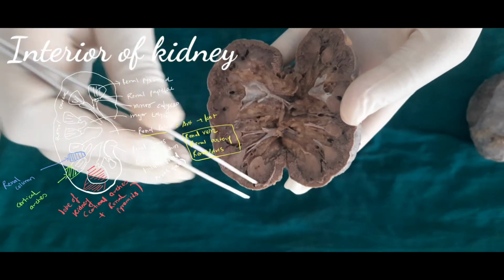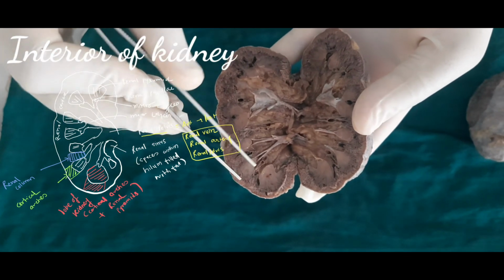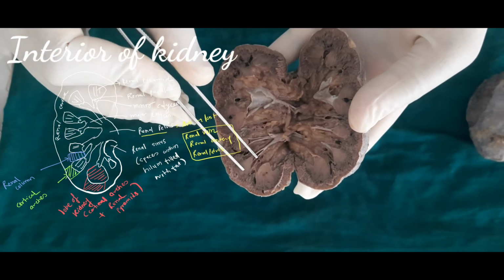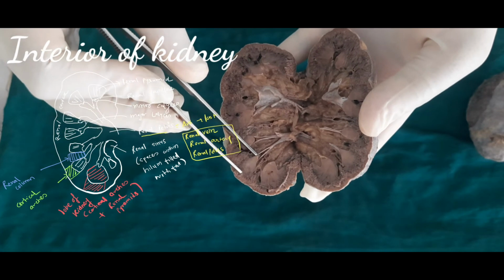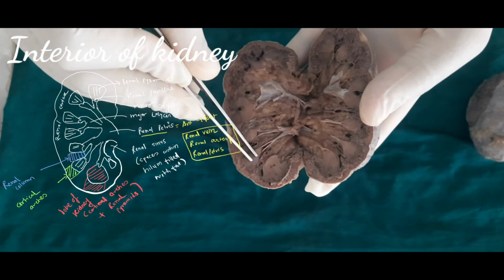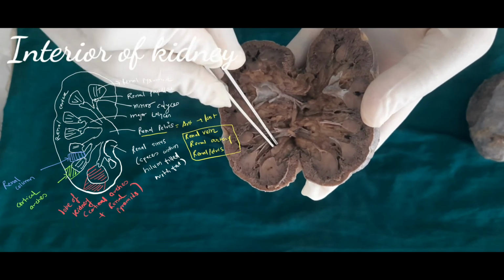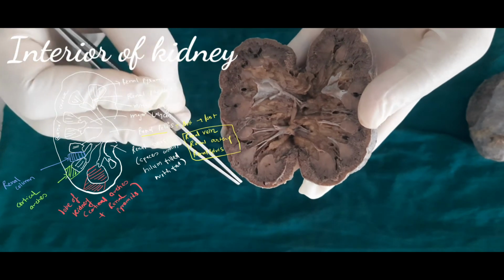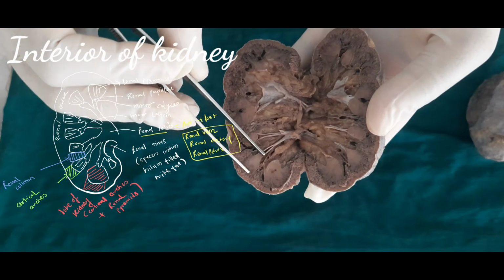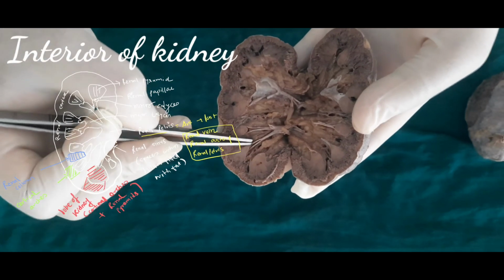minor calyces. This is the cortex formed by the cortical arches, which are the cap-like structures present over the renal pyramid, and the renal columns, which are present between two pyramids. Now the lobe of the kidney includes the pyramid as well as the cortical arches. It is known as the lobe of the kidney.